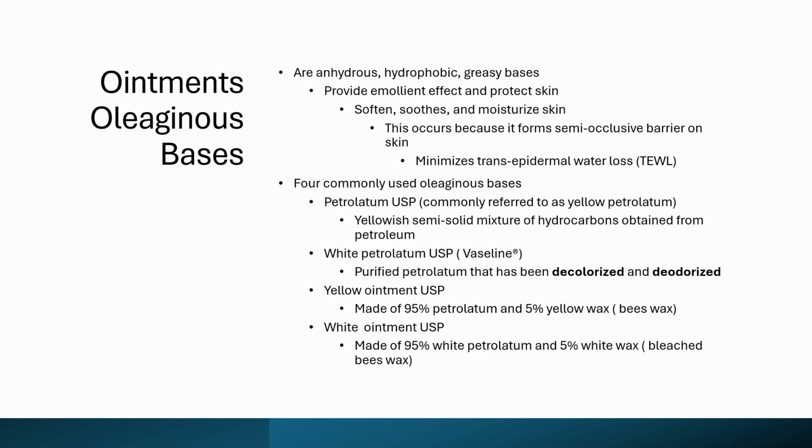The emollient effect is due to their ability to create a semi-occlusive or occlusive barrier on the skin, which minimizes epidermal water loss. 4 commonly used oleaginous bases are petrolatum, which is a yellowish, semi-solid mixture of hydrocarbons obtained from petroleum. White petrolatum, which is widely recognized as Vaseline, is a purified form of petrolatum that has also been decolorized and deodorized. Yellow ointment and white ointment are created by diluting the appropriate petrolatum formulation with beeswax.